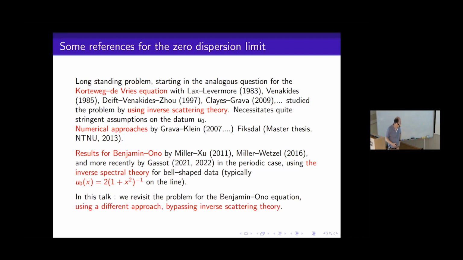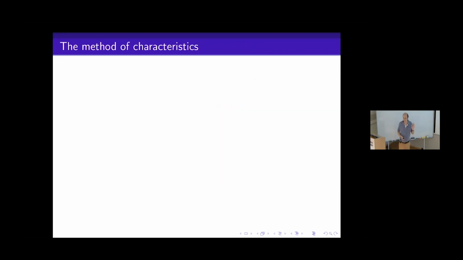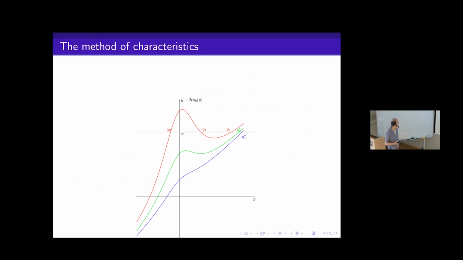Okay, so I'm going to revisit this problem today for you. And I'm going to bypass completely inverse spectral theory, which may be bad news for some, but I think good news for me. All right? So that's what I'm going to do. So before this, I'm going to talk about the method of characteristics.